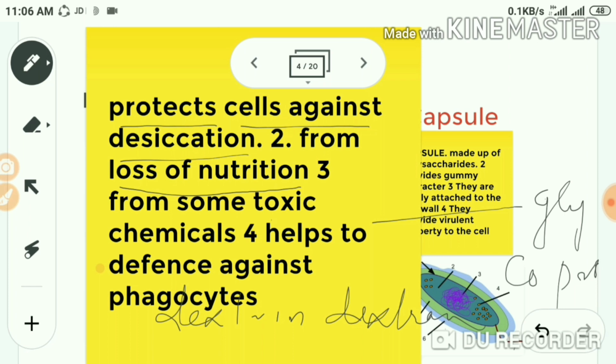And the third function: protection from some toxic chemical substances that are present around the body or in the surrounding medium. It also helps to defend against phagocytosis, that is, engulfing by other, bigger organisms, because it forms a tough, rigid structure, so it prevents the organism from being engulfed by phagocytes.